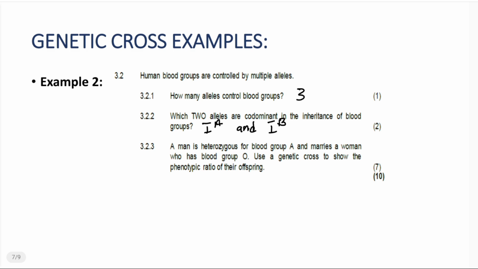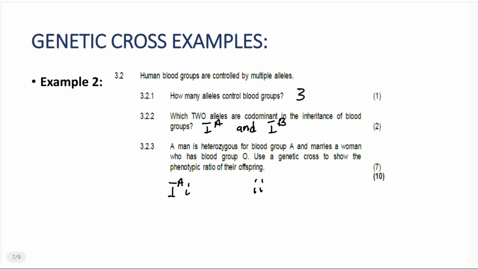3.2.3, a man is heterozygous for blood group A. So if this man is said to be heterozygous, we know that the genotype for this man can only be capital letter I^A, small letter i. That is the only possible genotype for this man who is said to be heterozygous, right? And marries a woman who has blood group O. Now we know that the allele for blood group O is recessive. And in order for the recessive allele to determine the phenotype, the genotype must be made of two recessive alleles. So in order for this individual to have blood group O, the only possible genotype is small letter i, small letter i, right? So use a genetic cross to show the phenotypic ratio of their offspring.